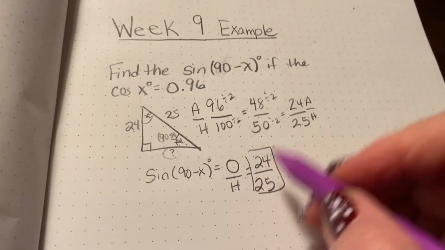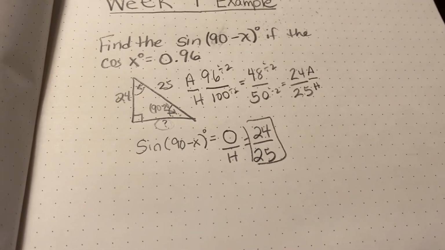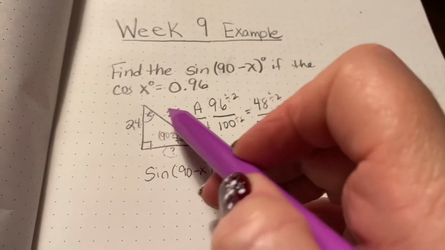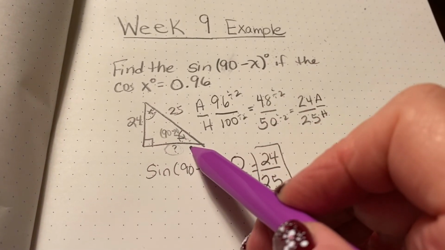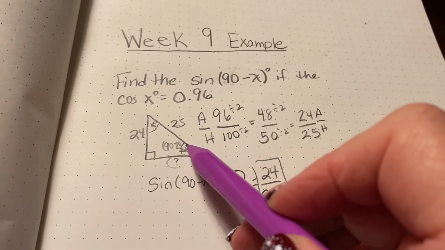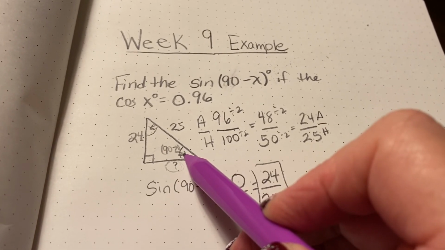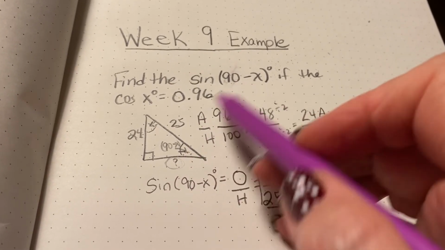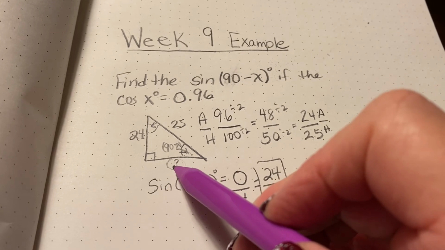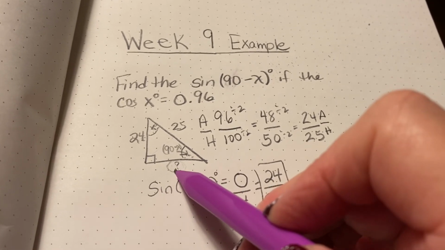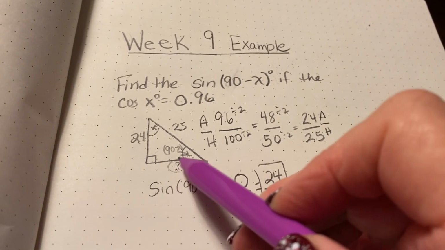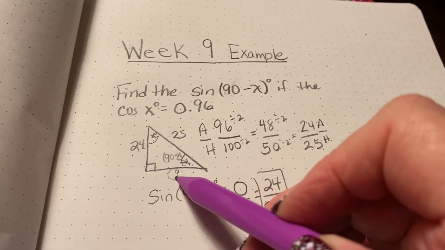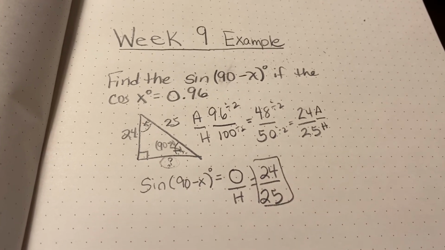All right, so then that means that the cosine of an angle is the same thing as the sine of its complement. Now, if I had needed to find the cosine of 90 minus X, then I would need to do the Pythagorean theorem. But since I did not need this adjacent side to the 90 minus X angle, then I did not need to do the Pythagorean theorem.